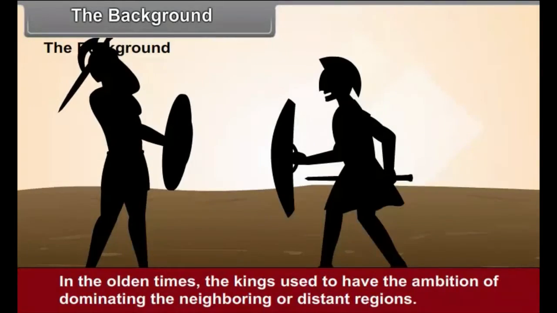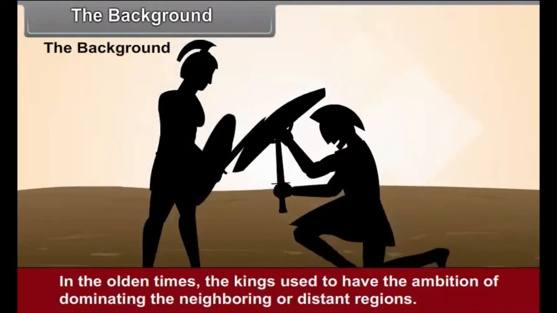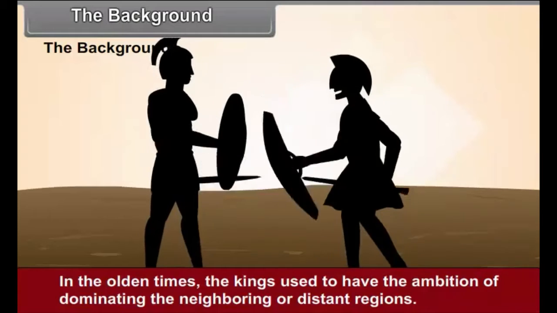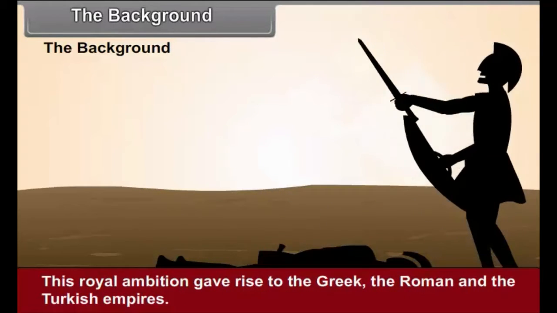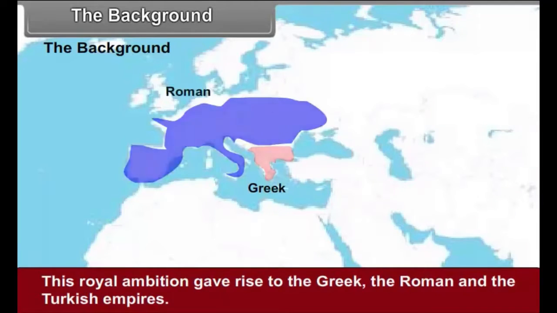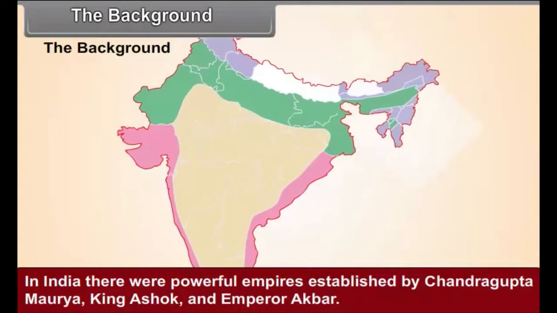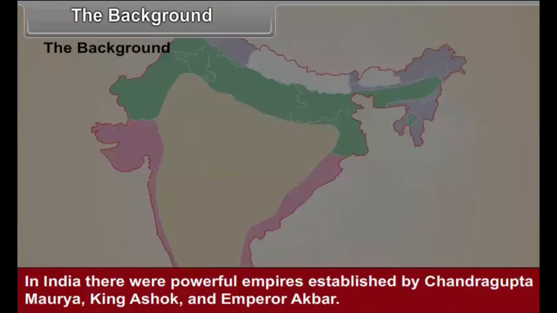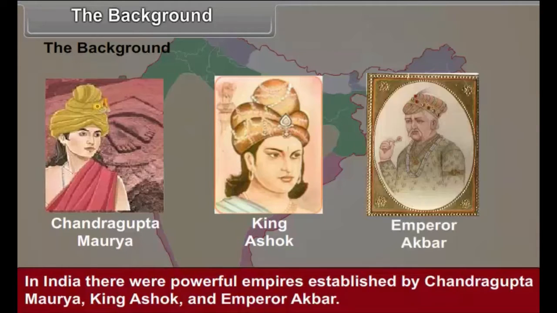In the olden times, the kings used to have the ambition of dominating the neighboring or distant regions. This royal ambition gave rise to the Greek, the Roman, and the Turkish empires. In India, there were powerful empires established by Chandragupta Maurya, King Ashoka, and Emperor Akbar.